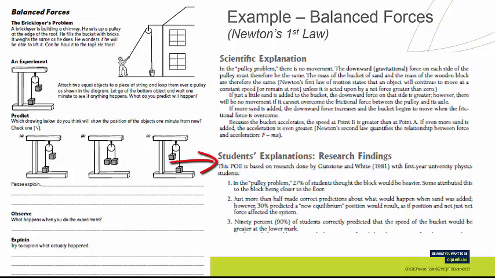Student explanations are really worth looking at. Of first year university physics students, 27% thought the block would be heavier, which is really interesting. Some attributed this to the block being closer to the floor, because it's at a lower altitude. Just more than half made the correct predictions about what would happen when sand was added, and this is first year university students. However, 30% predicted a new equilibrium position would result, that is number B, as if the position and not just the net force affected the system. And 90% of students correctly predicted the speed of the bucket would be greater at the lower mark. So you can see a great variation even in first year physics students around these simple scientific principles.